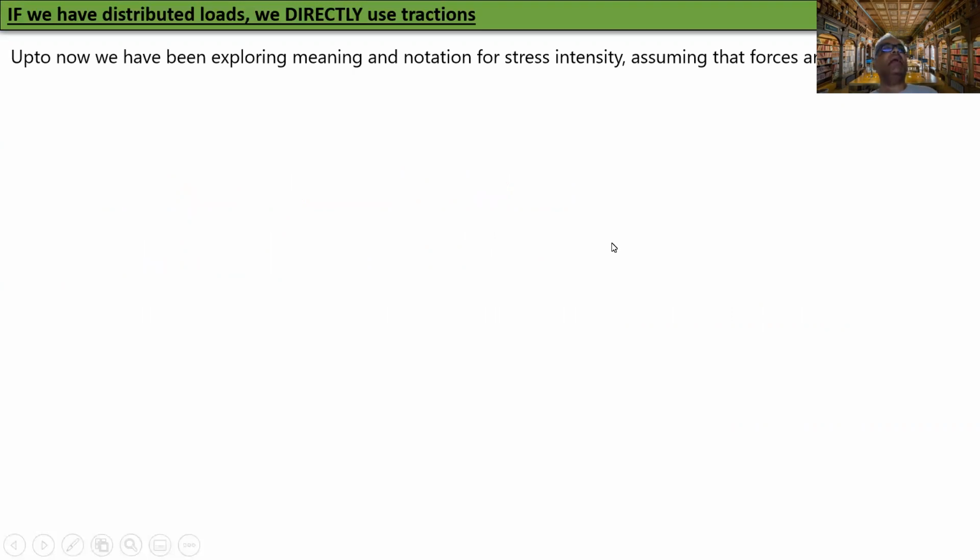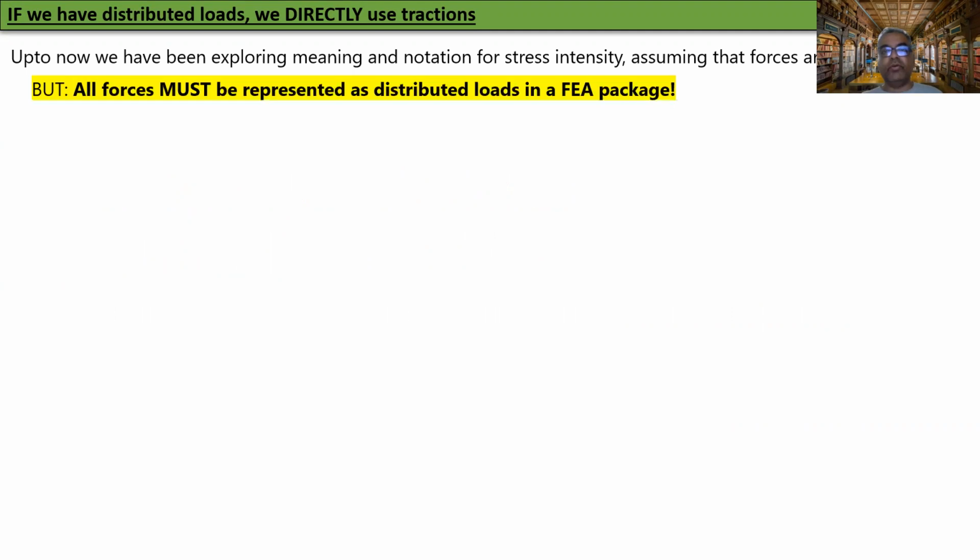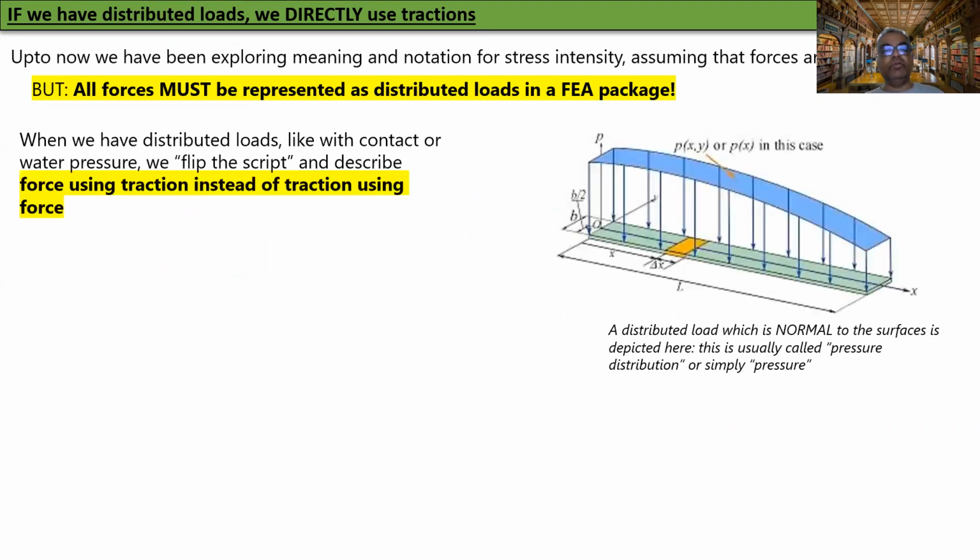Okay, we have been exploring notation, meaning, stress intensity, assuming forces are known. But the way it works is all forces must be represented as distributed loads. So when we have distributed loads like contact or water pressure, we flip the script and describe the force using the traction instead of the traction using the force. You're with me? So instead of taking force and dividing by area, we're going to take traction, multiply by area and integrate it to get forces.